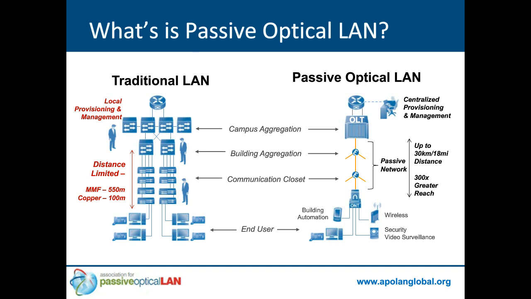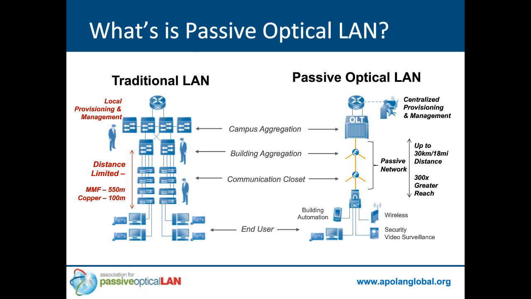But the other large difference is what happens below that campus aggregation layer, on the right-hand side, at the building aggregation and the communications closet layers. You'll see there aren't actually electronic devices there. Those are actually optical splitters, and you have a wide distance because this is an optical-based solution using single-mode fiber and splitters to do the distribution of the signal.